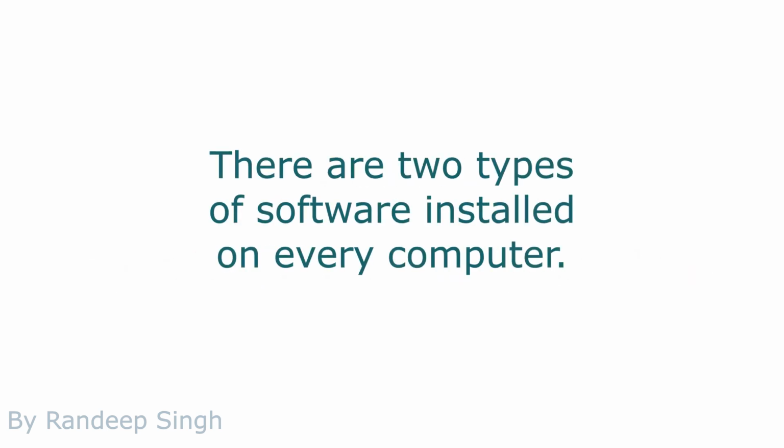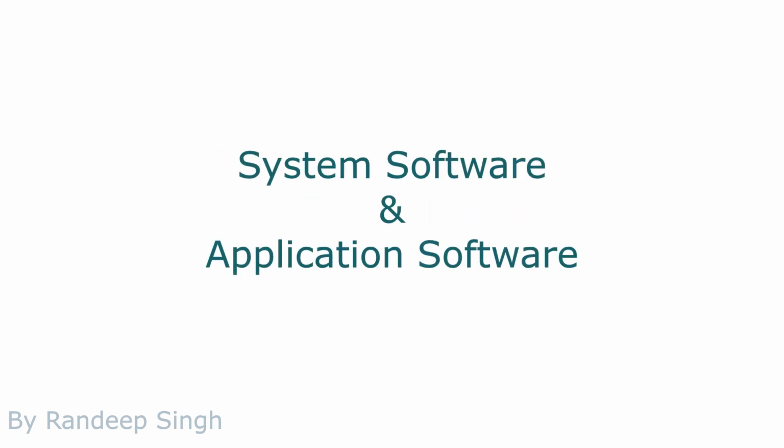There are two types of software installed on every computer: system software and application software.